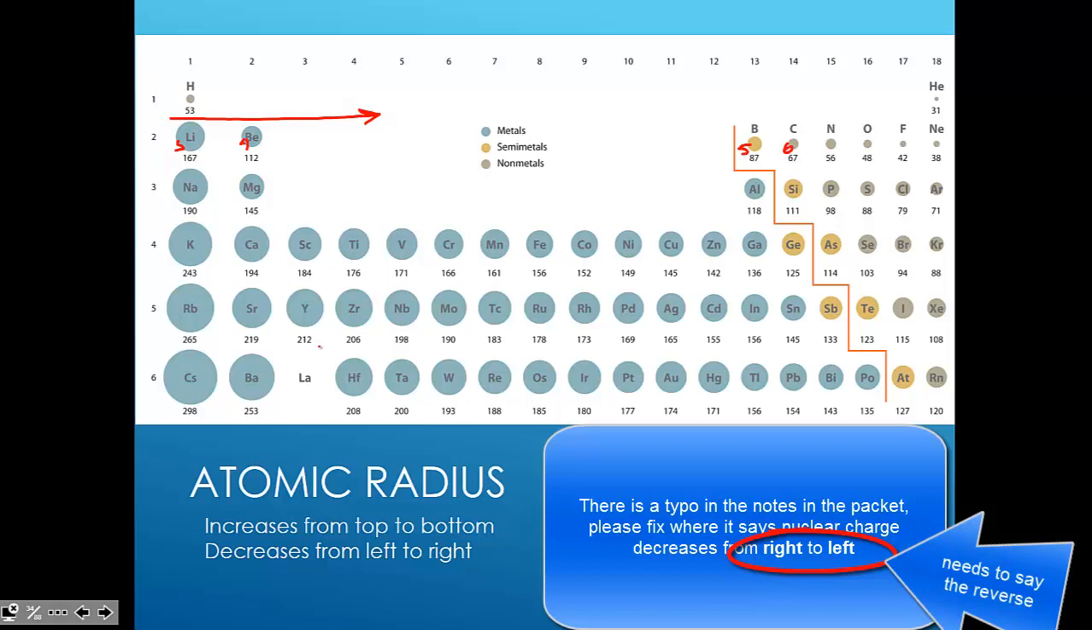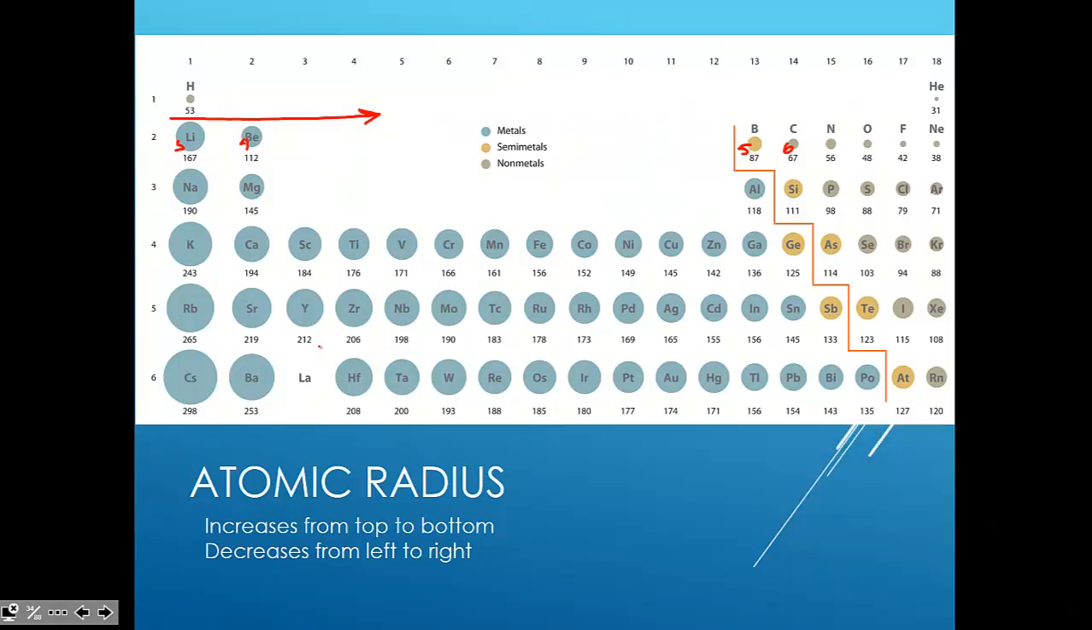As nuclear charge increases, it pulls those electrons closer and closer to the nucleus. So the smallest atoms would be furthest to the right. Atoms get larger as you move down a family, as the principal energy level, or the number of shells, increases. The more shells you have, the further it pushes those electrons out. So the largest atoms would be furthest down and furthest to the left.